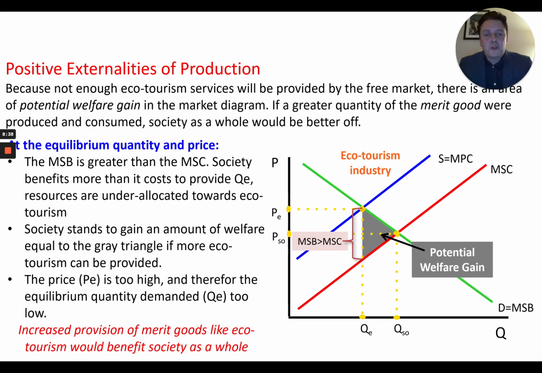So we'll look at this diagram in a little bit more detail. Because not enough ecotourism services will be provided by the free market, if you have a look at that grey square, that represents the total potential welfare gain to society. If a greater quantity of this merit good was provided and consumed, society as a whole would be better off.